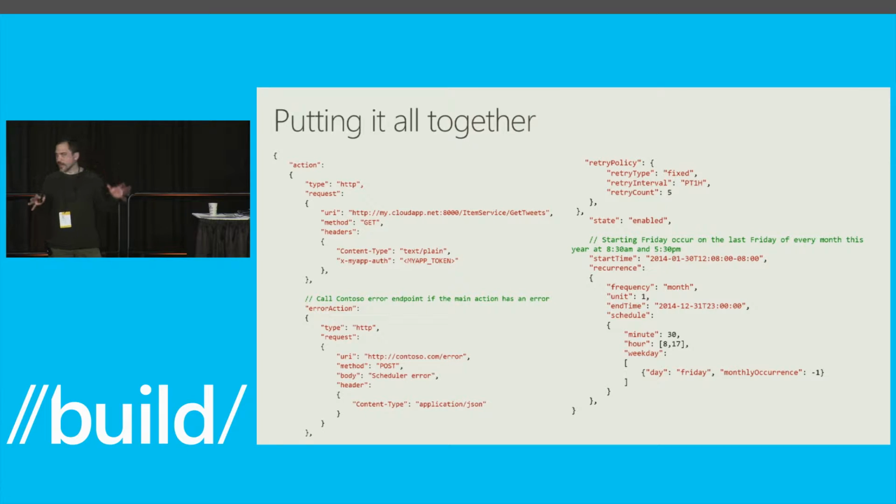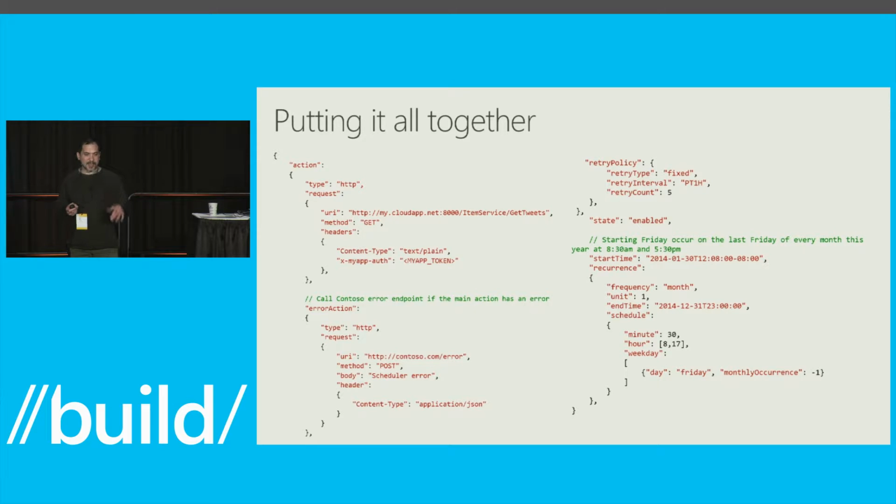So if I put all this together, this is what a complex job could look like. But one of the things that's important to note is that even though it's a little long, it's actually very readable. So here I have an action that's an HTTP type of action. It's going to reach out to the URI, which is mycloudapp.net, and it's going to do a get tweets. The method is a get. I supply some headers. If it was a put, I'd have a body.